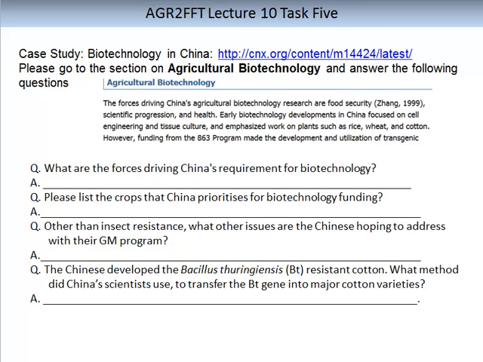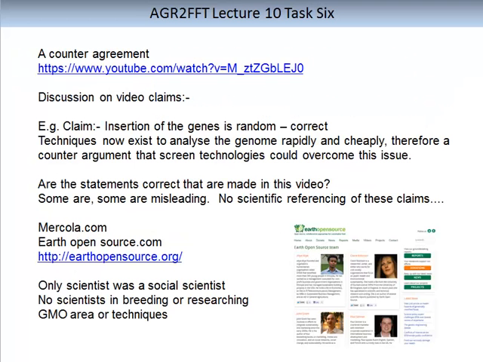The next case study is a detailed look at biotechnology in China. Please follow the following link and read the section on agricultural biotechnology. This will give you an interesting insight on how China is using GMOs in both its biotechnology and agricultural industries. Answer the question insert here.